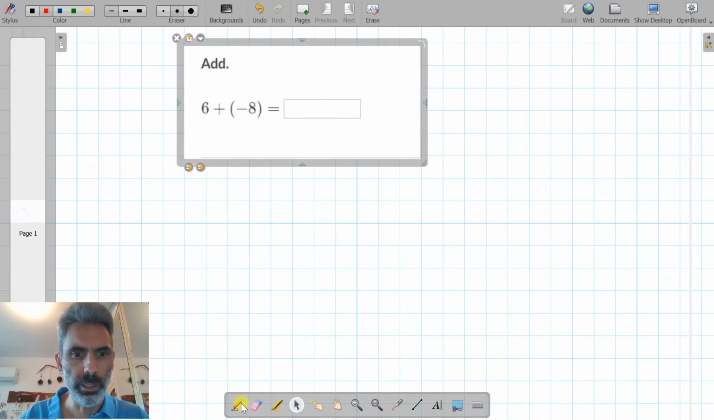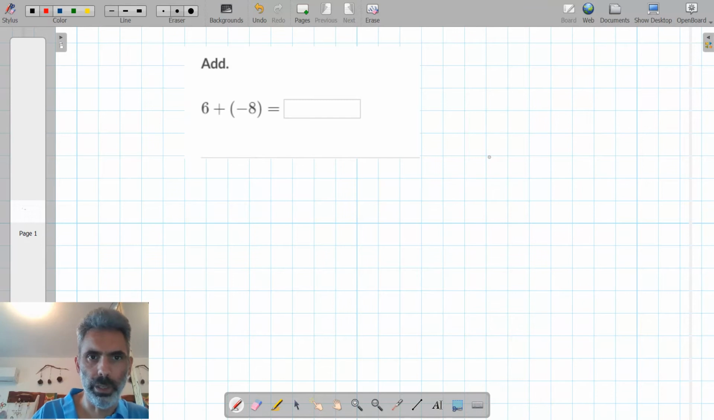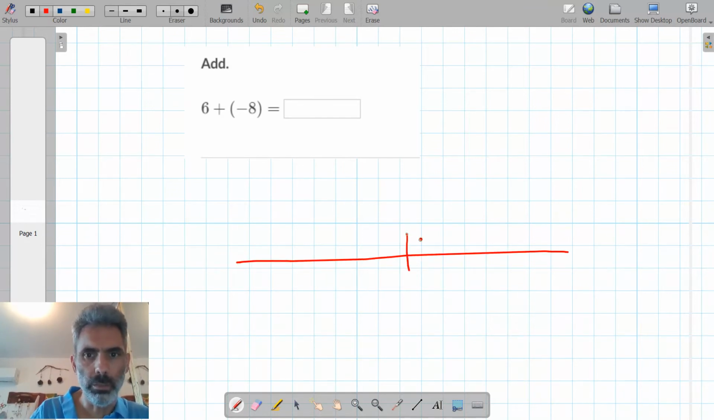Okay, so we add 6 and -8. So on the number line, this is 0, 1, 2, 3, 4, 5, 6. We begin here, and then we need to take 8 steps to the left, so we end up here at -2.